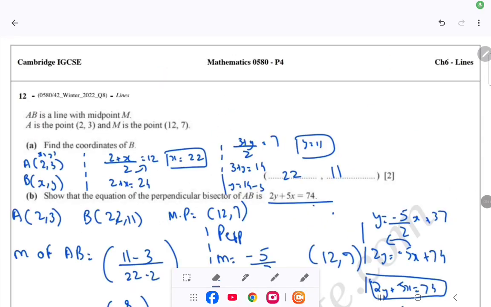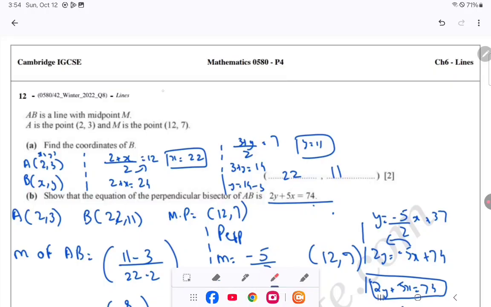Now in question number 12, AB is a line with midpoint M, and A is the point (2, 3) and the midpoint is the point (12, 7). First, find the coordinates of B. Here we don't have to calculate the midpoint, we have to calculate the point B, which will be x2 and y2.